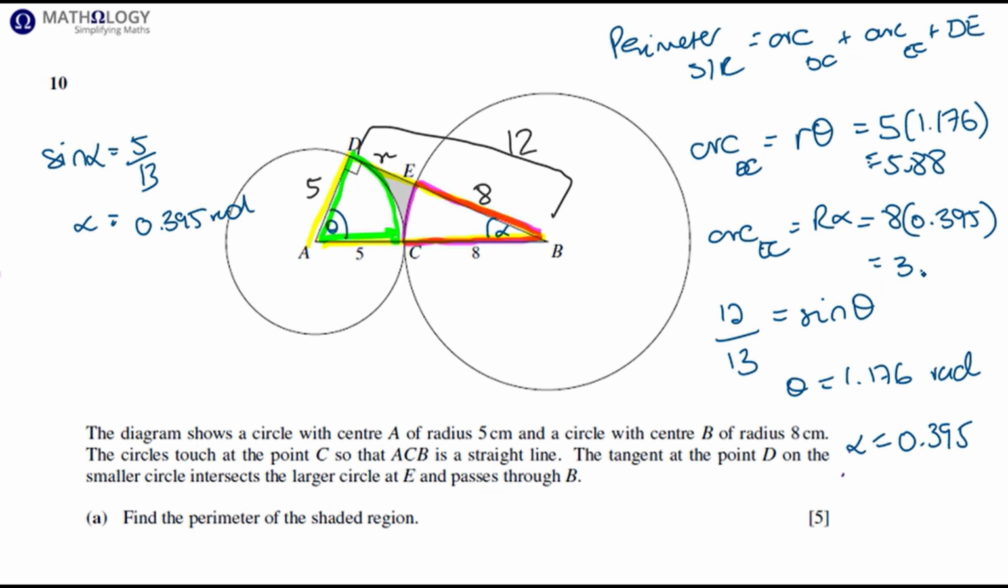So that equals arc length EC is 3.16, and then the sum of these two arc lengths and DE will give us the perimeter of the shaded region, so 5.88 plus 3.16 plus DE, which is 4, and that equals 13.04 centimeters. And that's the perimeter of the shaded region.